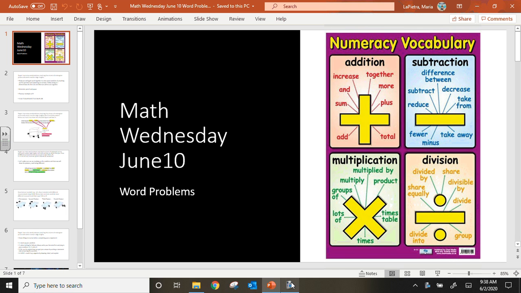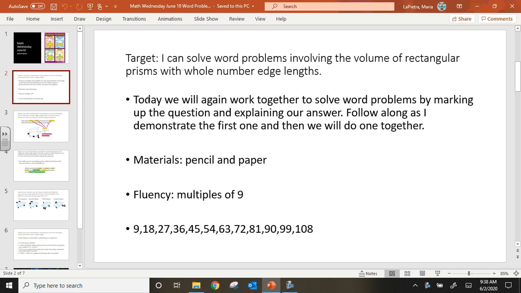Again, we're going to be working on word problems. Our target is I can solve word problems involving the volume of rectangular prisms with whole number edge lengths. Today we will again work together to solve word problems by marking up the questions and explaining our answer. Follow along as I demonstrate the first one, and then we'll do another one together. You should have a pencil and paper ready.